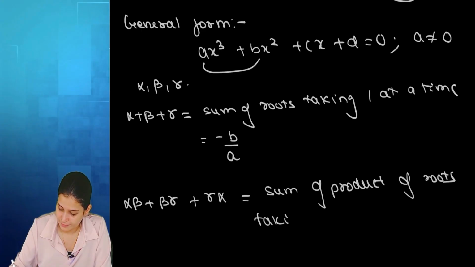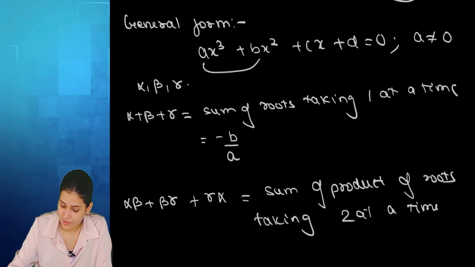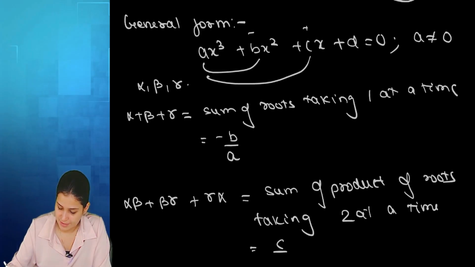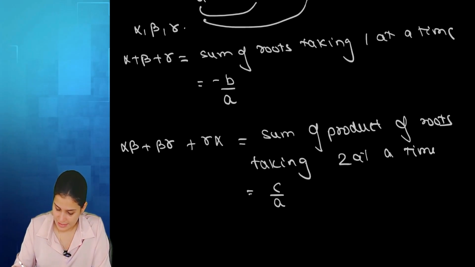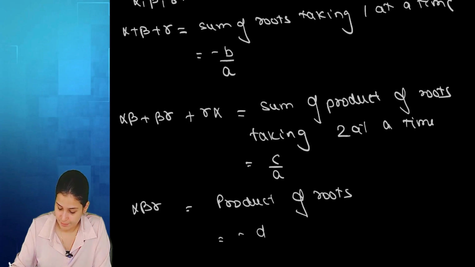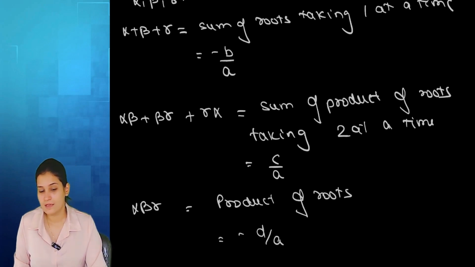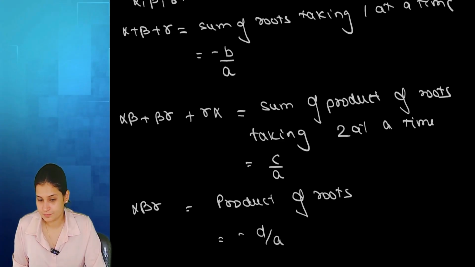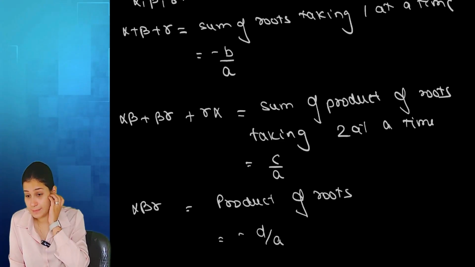Taking 2 at a time. So this was minus, now it will be plus third by first, plus c by a. And last, alpha, beta, gamma, product of 3 roots. Again minus d upon a, minus b by a.